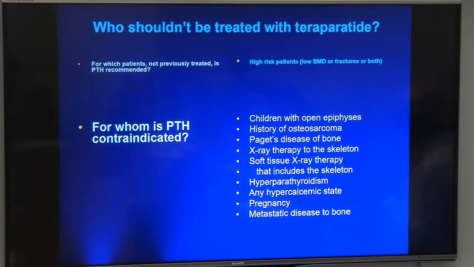Obviously, someone who has hypercalcemia, you're not going to use teriparatide. Pregnancy, not going to use it. Metastatic disease, particularly the diseases associated with osteoblastic metastases, some breast cancers, some prostate cancers. So, yes, we know about the toxicity. No, I don't think there's a link, but we have to be careful in particular groups who are at high risk for osteosarcoma by virtue of what they have.